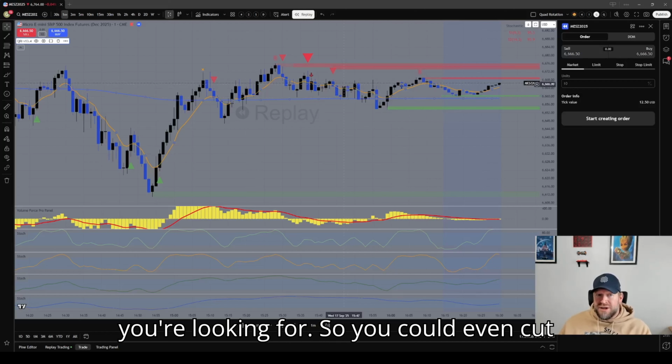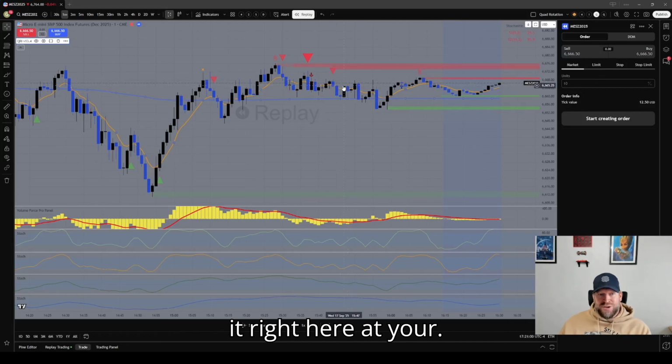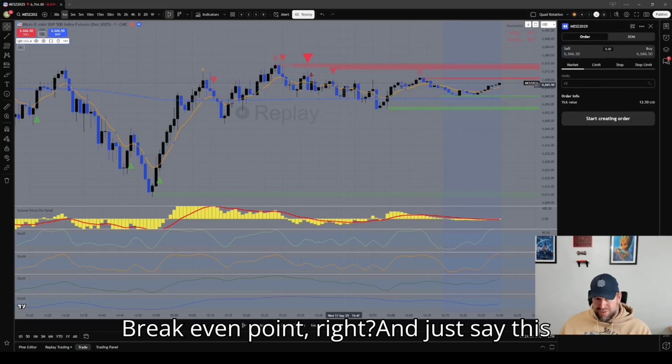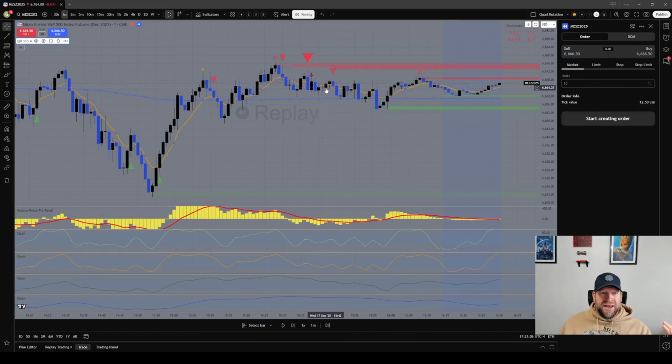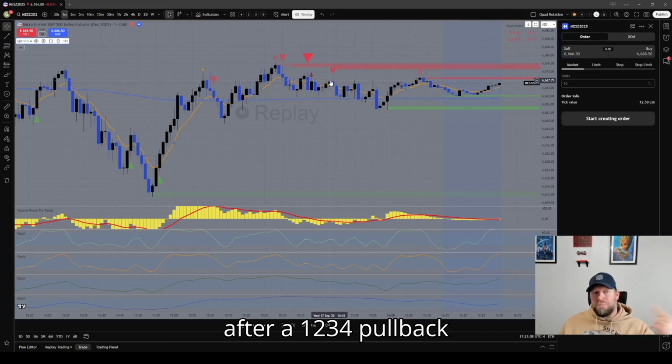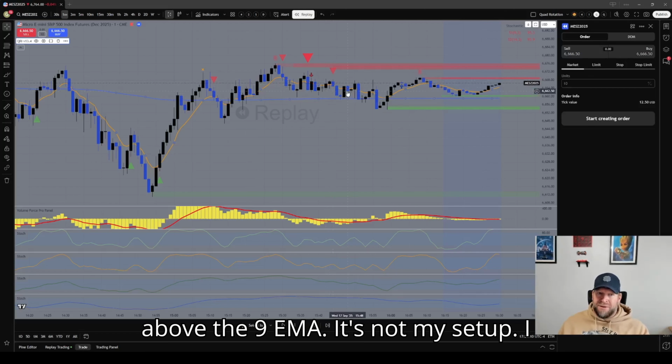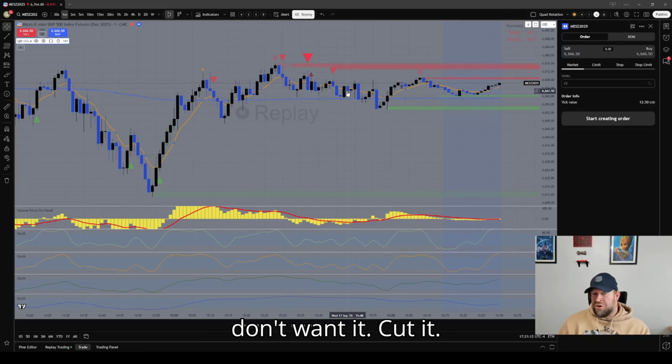So you could even cut it right here at your break even point, right? And just say, this is now ticking back up against the 9 EMA after a 1, 2, 3, 4 pullback above the 9 EMA. It's not my setup. I don't want it. Cut it. Simple as that.